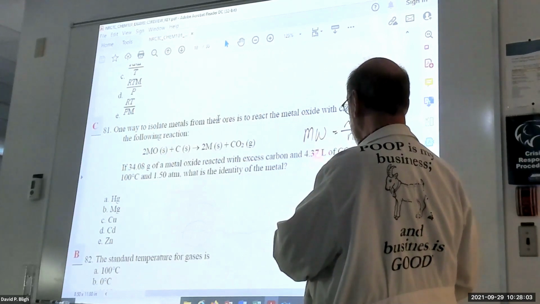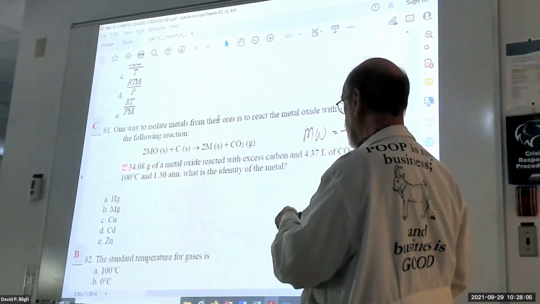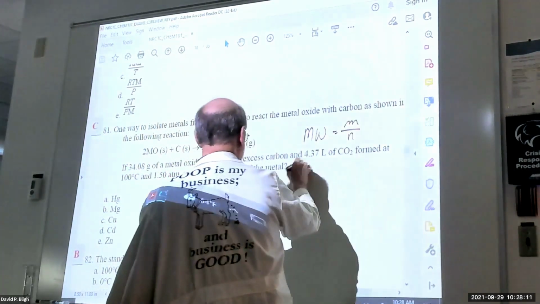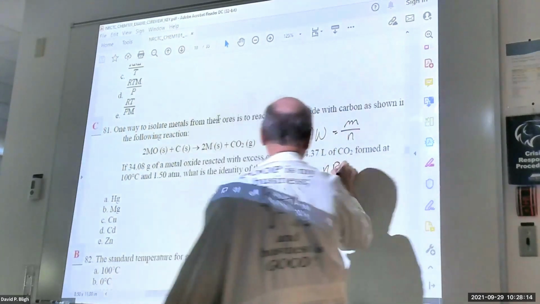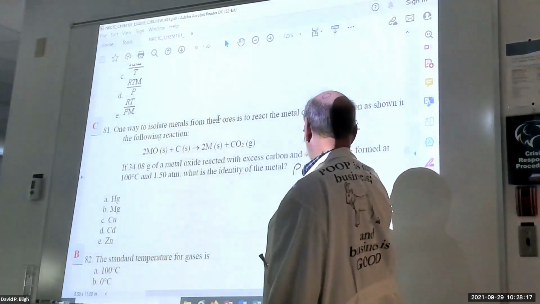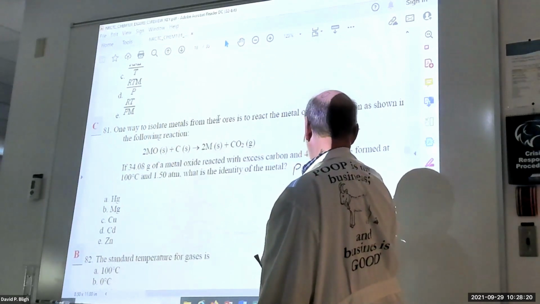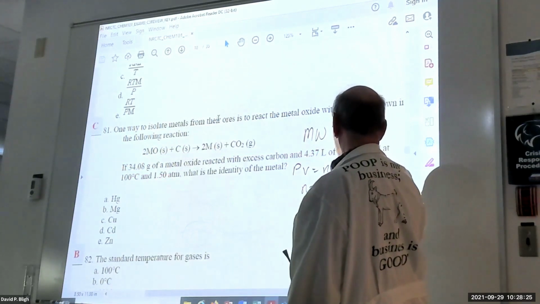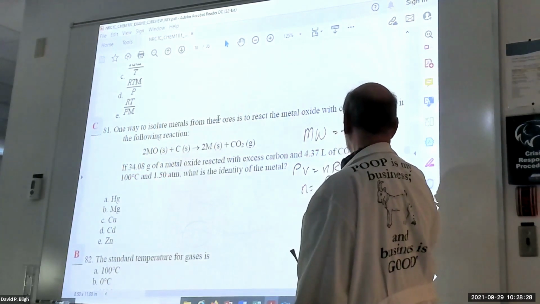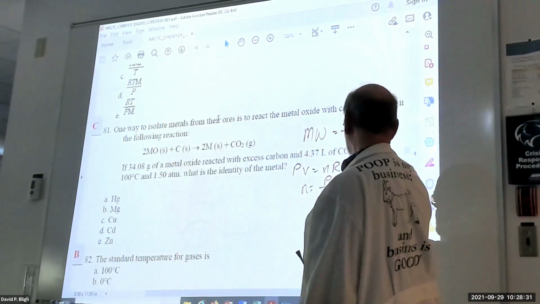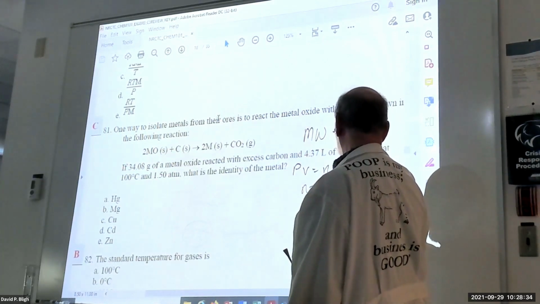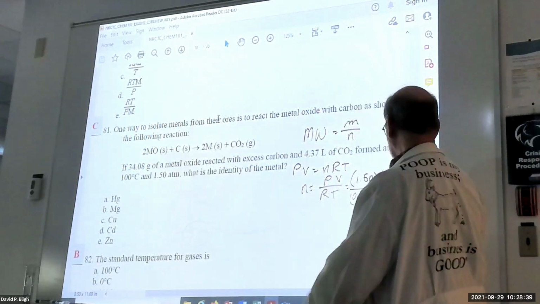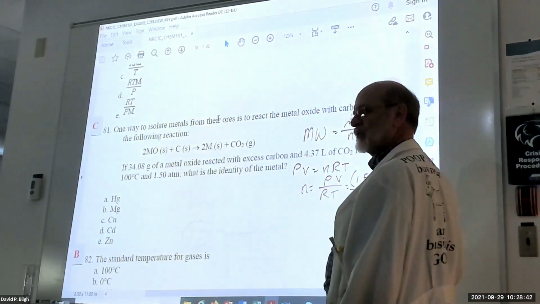Well, we know the volume of carbon dioxide. We know the temperature. We know the pressure. Yeah, we can find moles. PV equals nRT, and moles is equal to PV over RT. So the pressure is 1.5 atmospheres. Volume is 4.37 liters. R is the same as it's always been. Why they call it a constant. And the temperature, 100 plus 273. That should be easy.